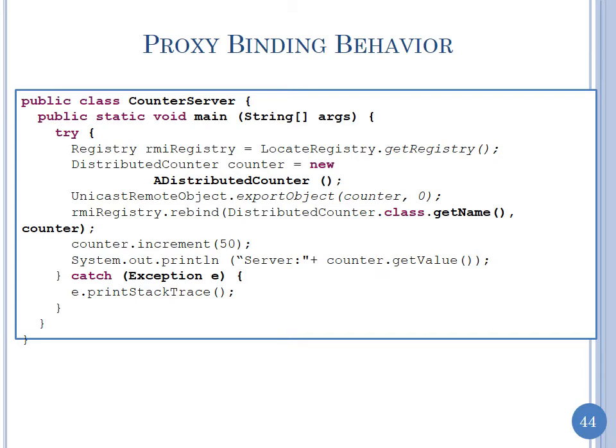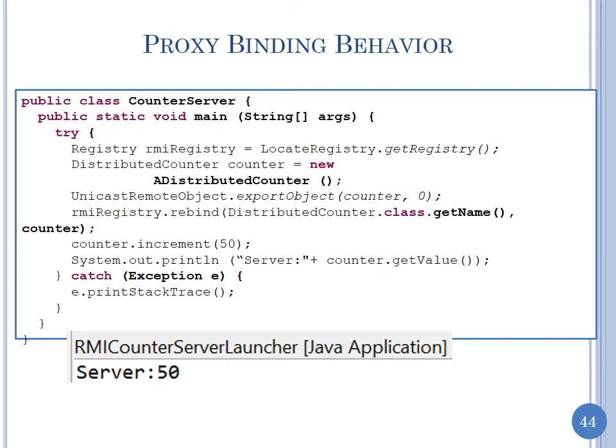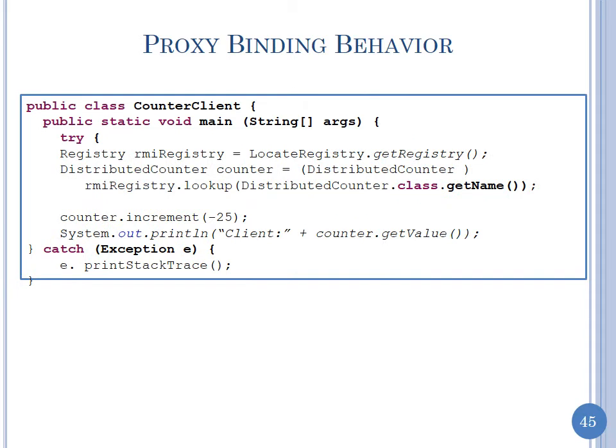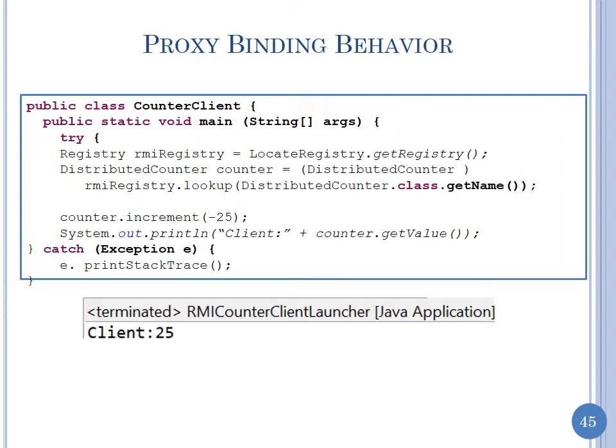So, let's go back and compare two solutions that are correct. One solution that's correct happens to have export object in it. The server created a counter, and after registering the counter with the name server, it set increment 50. And the number printed here was 50. That makes sense. And in the client, because the client was sharing the object, when it did minus 25, it got 25, right? This was one correct behavior.